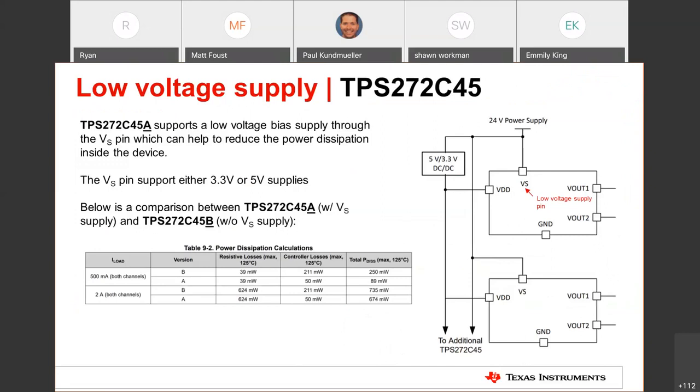To go into a little bit more detail on the TPS272C45, we'll talk about the low voltage supply of the device. The TPS272C45A variant supports a low voltage bias supply through the VS pin, which can help to reduce the power dissipation inside the device. The VS pin supports either 3.3 volt or 5 volt supplies. This can greatly reduce the power dissipation in the module for any factory automation application where power dissipation is very critical.